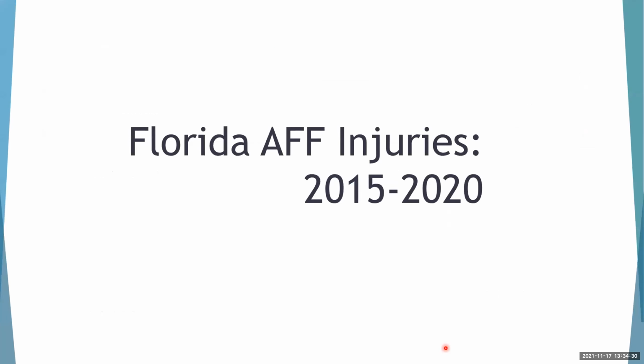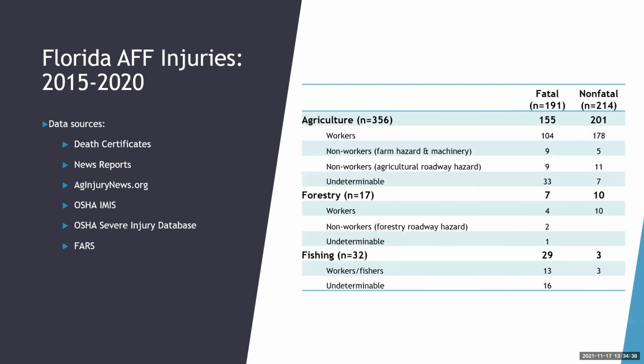Now I'm going to show some of my findings from Florida agriculture, forestry, and fishing related injuries. Over the last 18 months, I've been trying to build a database for Florida agriculture, forestry, and fishing injuries. I'm using data from death certificates, NIOSH reports, aginjurynews.org, OSHA's databases, and FARS, the data system for roadway-related fatalities and injuries. By putting everything together over the last 6-year period, there were 191 fatal and 214 non-fatal injuries in the system.